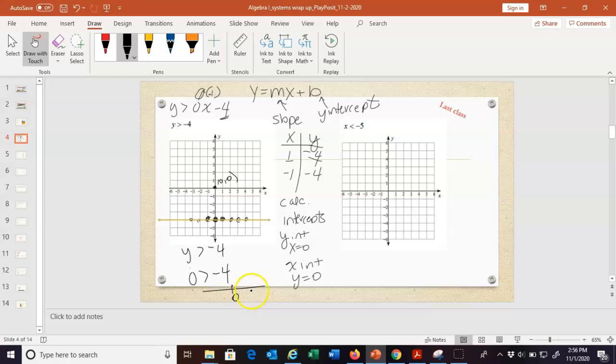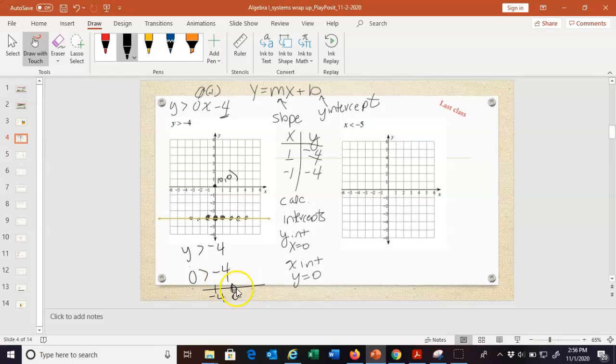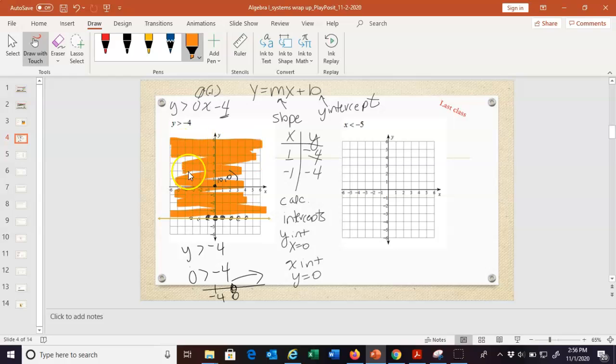We can look on a number line. Sure enough, the further you go to the right, the bigger the numbers are. 0 is bigger than -4. So that means 0, 0 is a solution. So we want to shade over the solution. So it's going to go all this way, above the line. We want to shade over the points that work. So if we were to pick any point in this orange region, it will work in the equation, any point.